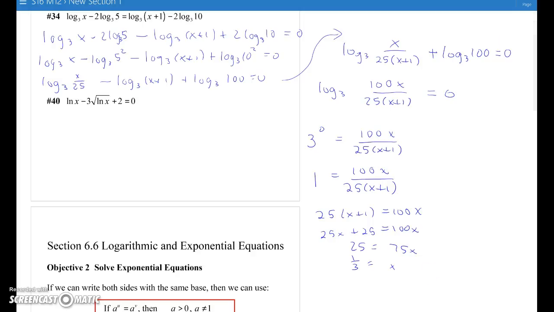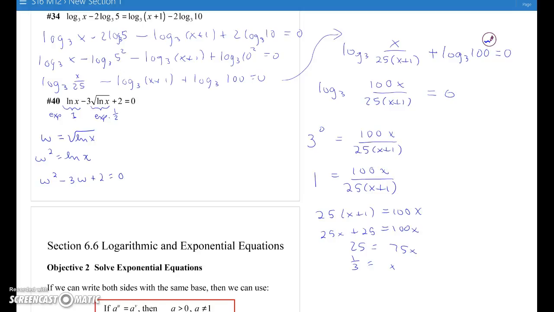So I also wanted to talk about number 40 and see that, oh, this is another one of those quadratic in form, because I have something here and I have that same thing to the power half as big. So here the exponent is 1, here the exponent is a half. So if I let w equal the square root of the ln of x, then w squared is going to equal ln of x. So then we can rewrite number 40 as w squared minus 3w plus 2 equals 0.